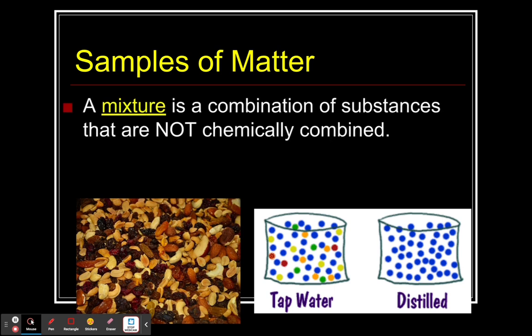Now, a mixture is a combination of substances, and they're not chemically combined. So when you look at it, you can see all of the different parts. When you look at salt, you just see salt. When you look at sugar, you just see sugar. When you see water, you just see water.